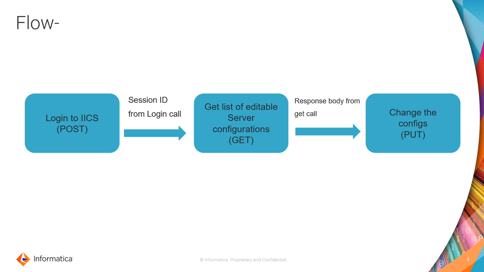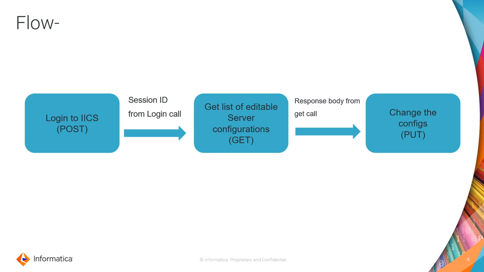If you have your runtime environment ID handy, you can directly skip to this step. But if you don't know the runtime environment ID, you will have to include one more step in between. That is getting the list of all the secure agents, or just the details of the one secure agent that you want to configure. Once you do that, you can jump into this step of getting the list of all the server configurations that you can edit. And this will be a get call. You get a response of the call showing which properties can be edited under this group.